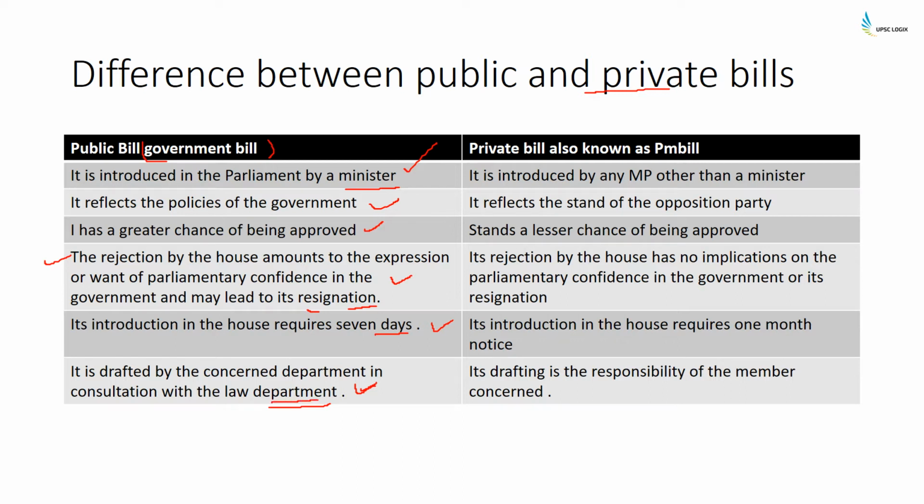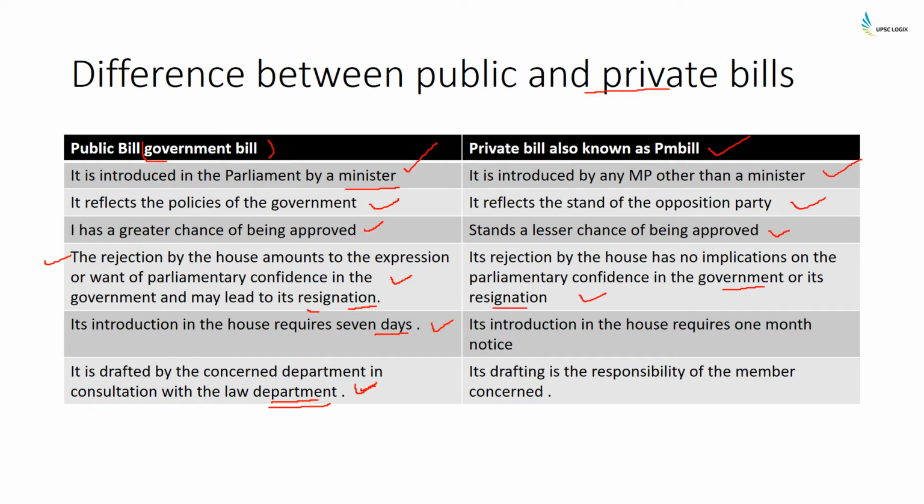Let us have a look at the private bill, also known as the private member bill. It can be introduced by any member of parliament who is not a minister. It generally reflects the stand of the opposition party. Unless it concerns a matter of urgent or extreme public importance, it has a lower chance of being approved. Once it is rejected, it does not reflect on parliamentary confidence, and the government need not resign. In fact, there is no question of a no confidence motion either, so there is no effect on the government.